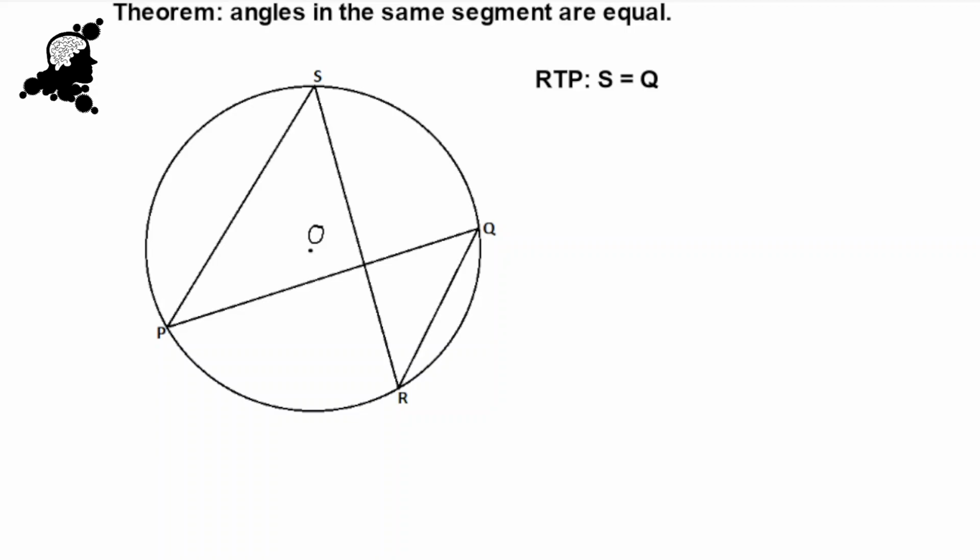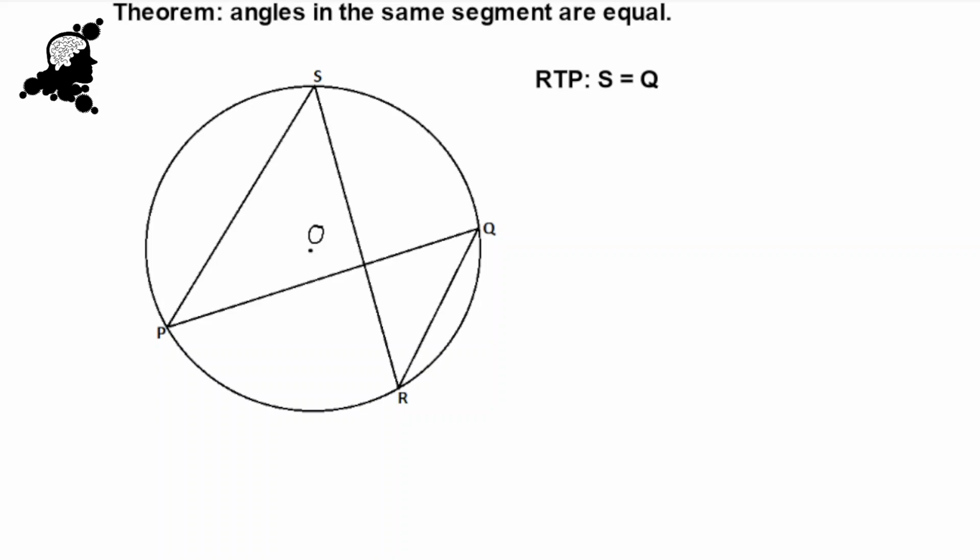Welcome to this video on grade 11 Euclidean Geometry, and in this video we will be proving one of the theorems that states that the angles in the same segment are equal. In other words, the angles that we're trying to prove are equal would be S and Q. We can also prove that P is equal to R, but for the sake of simplicity, for the sake of this video, we will only be proving that S is equal to Q. So without any further ado, let's get straight into it.